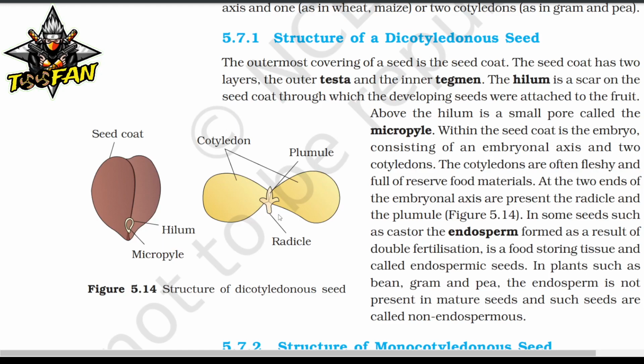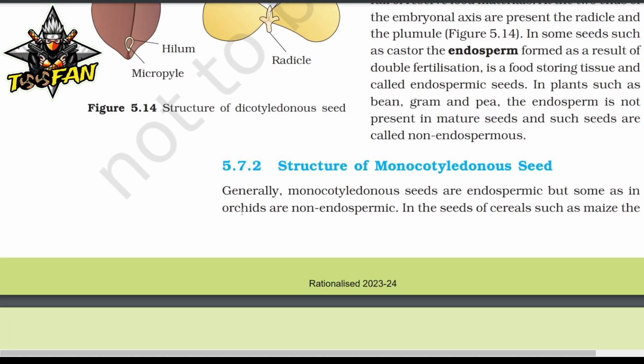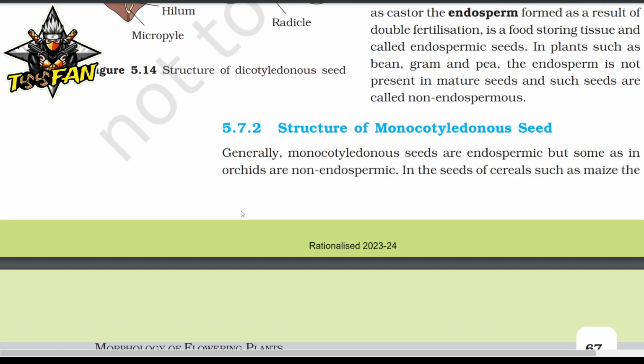In plants such as bean, gram, and pea, the endosperm is not present in mature seeds, and such seeds are called non-endospermous. Structure of monocotyledonous seed. Generally, monocotyledonous seeds are endospermic, but some, as in orchids, are non-endospermic.